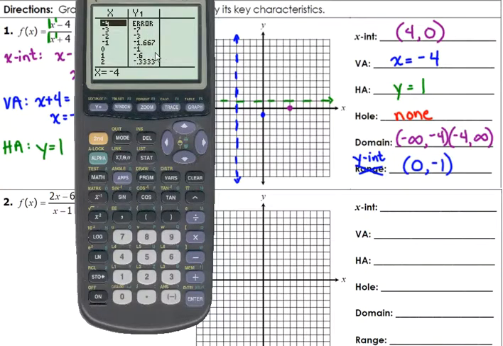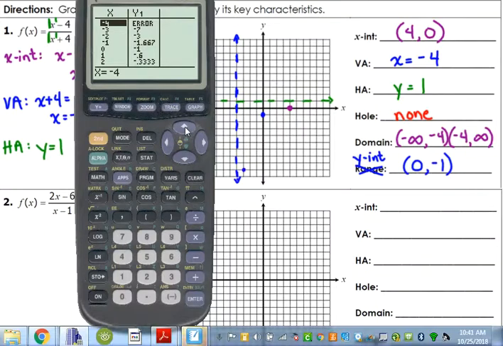Our horizontal asymptote doesn't show up in the table. We didn't have a pole. Our y-intercept, 0, negative 1, is right there in our table. So I'm going to use my table to give me a few more points to plot for my graph. So like negative 3, negative 7, negative 2, negative 3, 1, negative 0.6. Let me get one to the right of my 5.1, and let's get a better one.